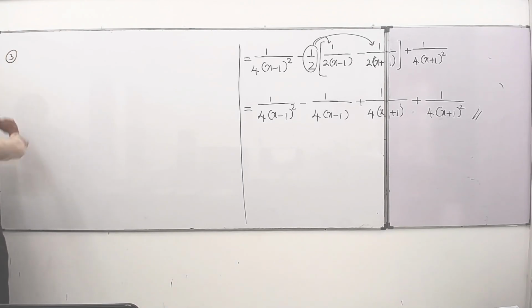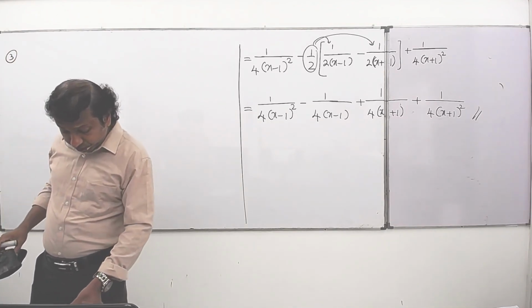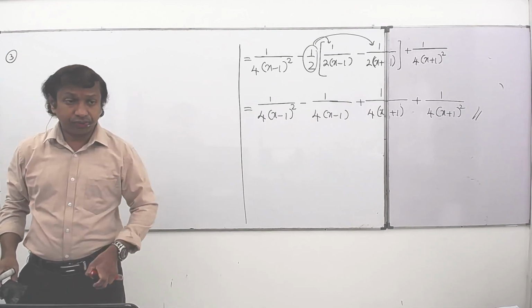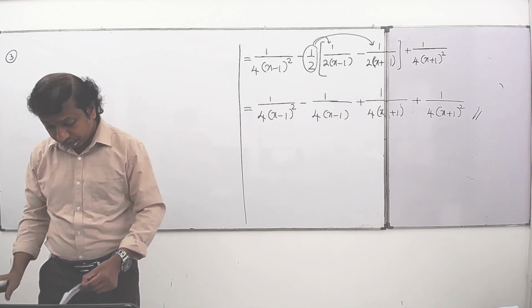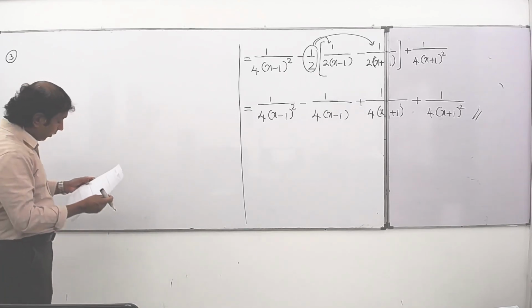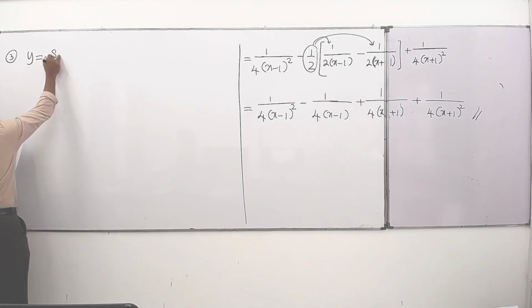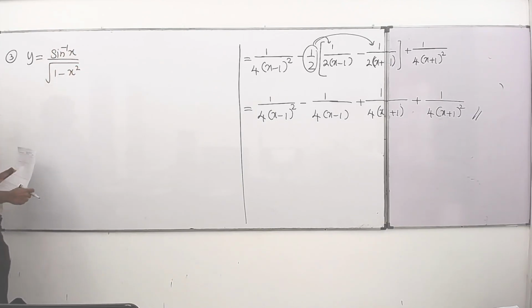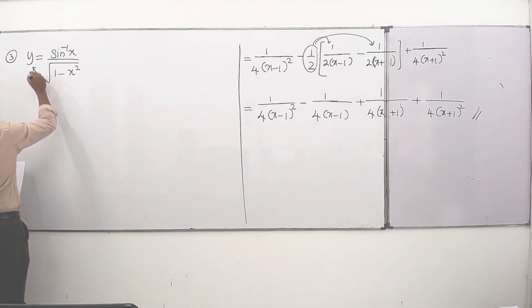It says something like this. Given y equals sin inverse x divided by square root of 1 minus x squared. We'll take the cross multiplication first here.